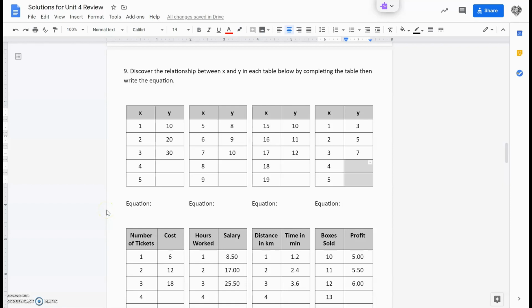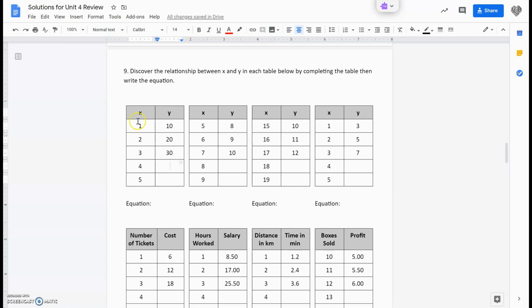Okay, welcome back, guys. So we're going to continue with the Unit 4 review. So in the last video, we looked at questions 1 to 8. Today, we're going to start with number 9. So with number 9, you have a table, and you have to continue the table and then write the equation. So it's the same thing we did in the previous questions on the previous video. We haven't really changed any skill yet.